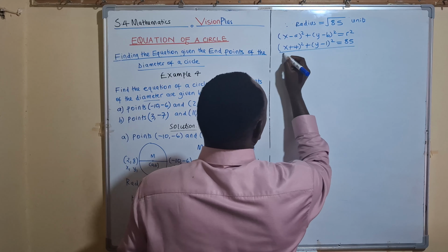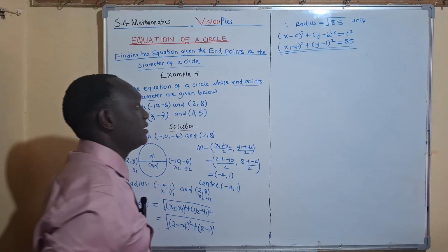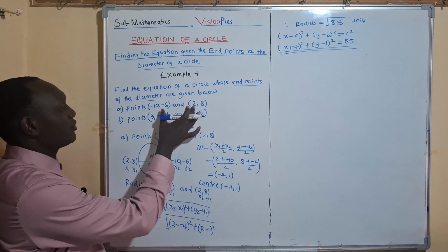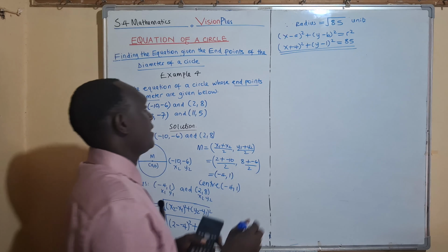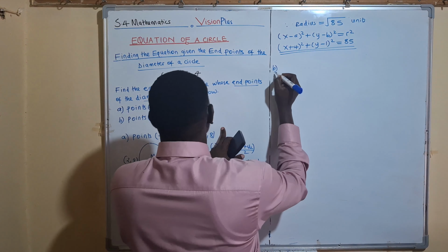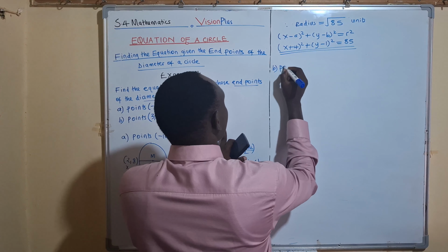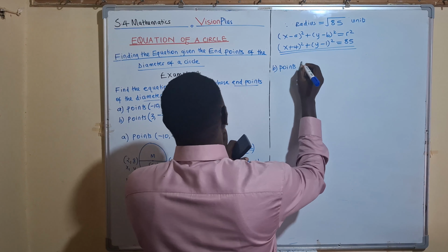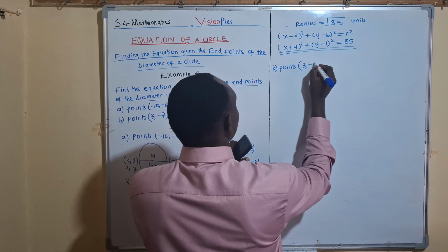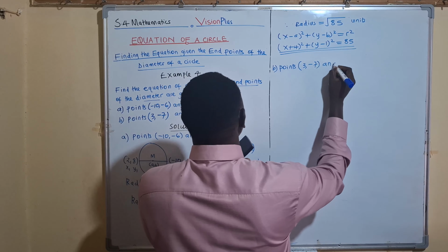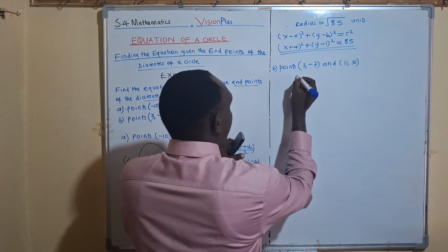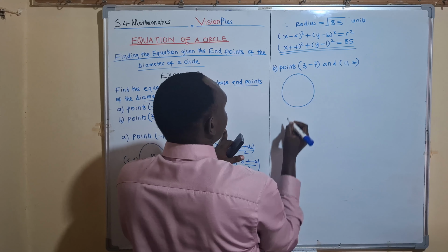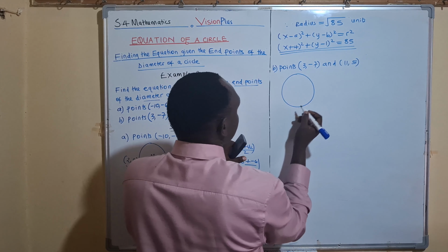So this is the equation of the circle whose endpoints of the diameter are as given in part A. Going to part B, which you will try out. We are given the endpoints, please. These endpoints are (3, -7) and (11, 5). To make our work easier, we sketch that circle, then we draw the radius.